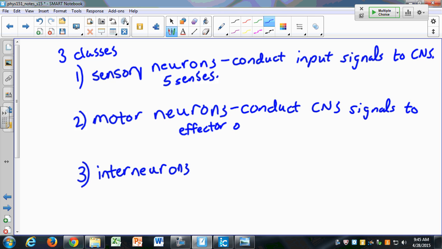What are effector organs? What does that mean? If I want to make some change, what is it? For example, if I put my hand on a hot stove, what is the effector organ that you'll send the signal to? Right, to the muscles. So this includes muscles and glands. And then the interneurons are just in between the sensory and motor neurons.